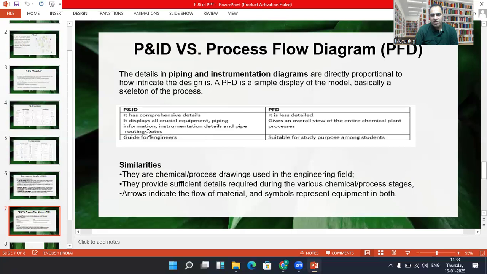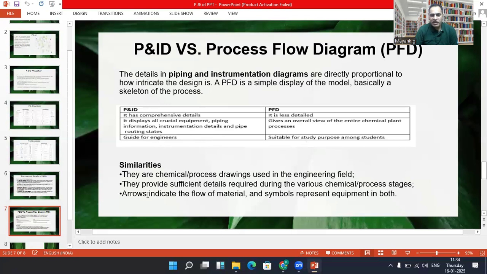As you can see, PNID gives details of the piping, instrumentation, controls, but PFD is only giving an overview. Then PNID provides guidance for the engineers, and PFD is suitable for study purposes among the students. So PFD is only for study purposes, but PNID is for engineers.